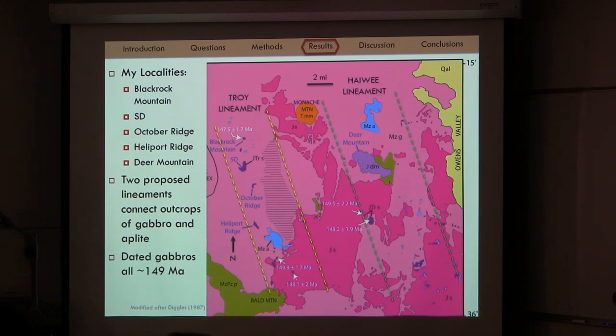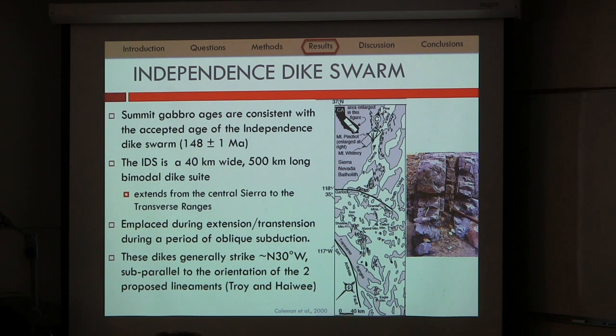We named these lineaments the Troy lineament, because we have Troy Meadows down in this area, and the Highway lineament, because Highway Pass is out this way somewhere. And there have been some geochronologic studies of rocks at either end of these lineaments, and they all come out to about 148 to 149 million years. Okay, and that age is interesting, and also the fact that these things appear to be in lineaments.